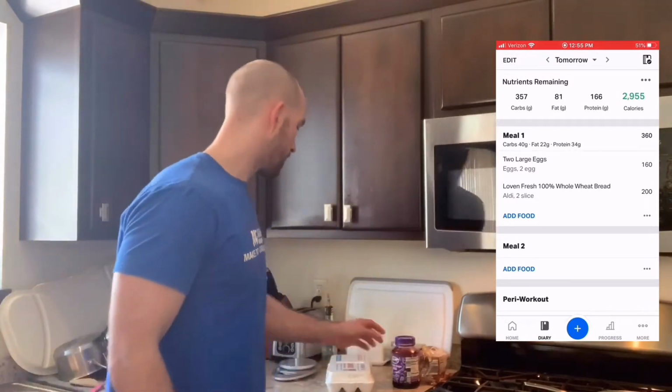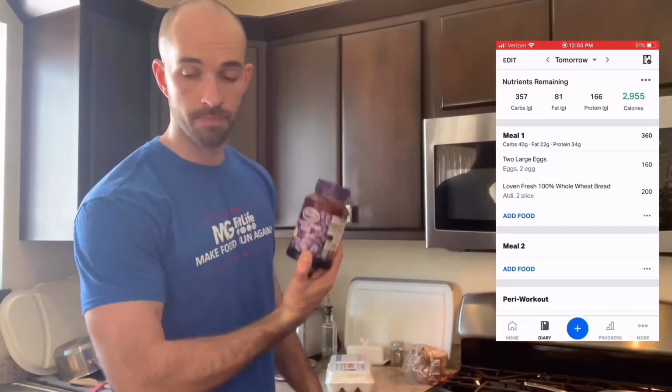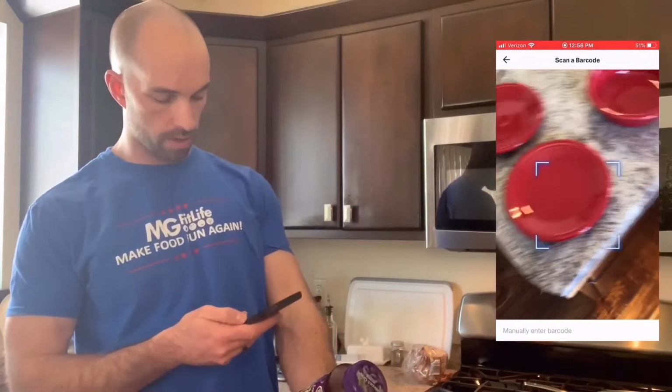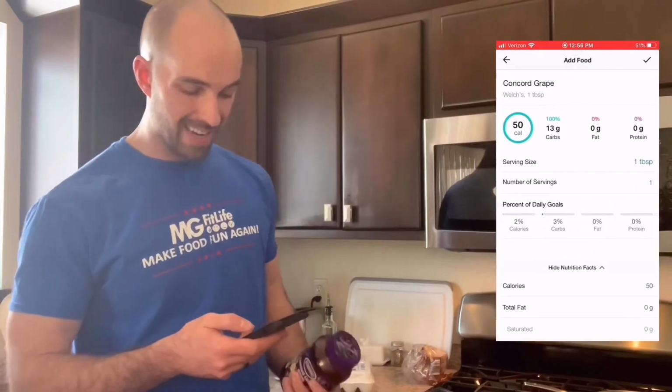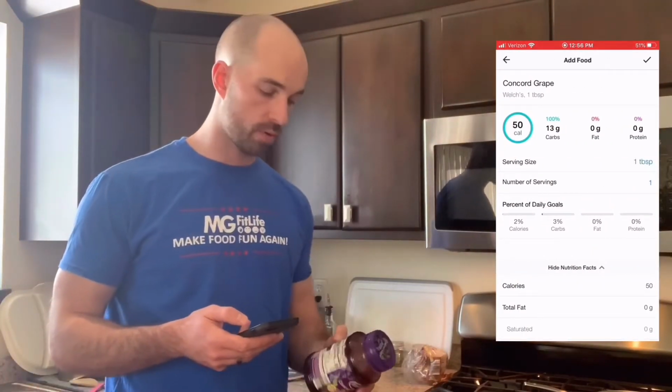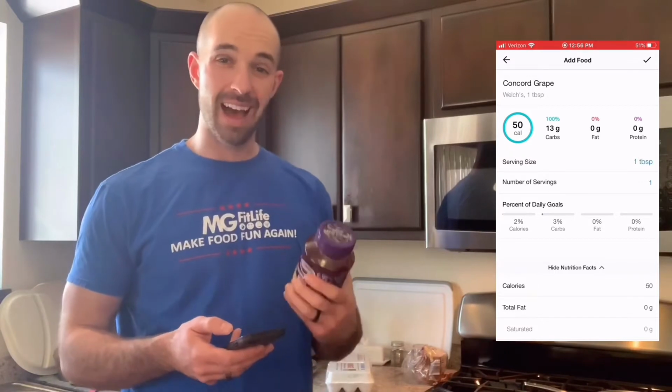So how do we know how much jelly I put on it? Here's the simplest way to do that. What you want to do is take your jelly, and first we're going to scan it here, okay? So I'm going to go add food. I'm going to scan the barcode on here. Okay, now it shows 1 tablespoon is 1 serving, but I like to go off of grams so we can be much more accurate. Now, sometimes you're going to get lucky and you can go into serving size and there'll be an option for grams, but sometimes there's not.